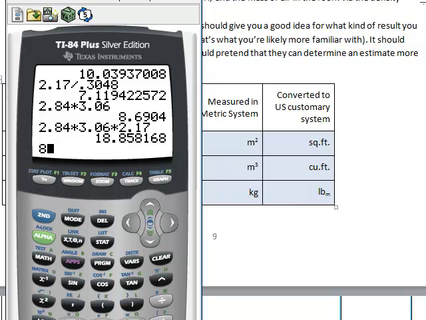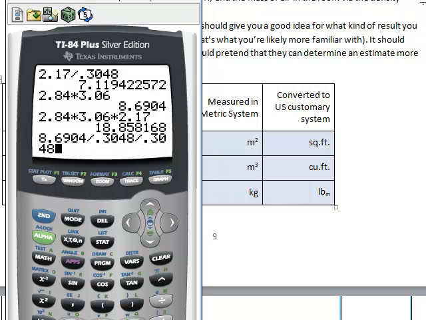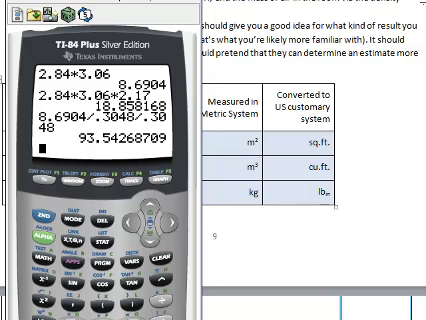Okay, as far as the square feet are concerned, so I take the 8.69 and I divide by 0.3048 twice, because it's an area. I measured meters and I measured meters, and I multiply them, so when I convert to feet I have to convert twice. So each one of those measurements. So there we go. 93.5 square feet.